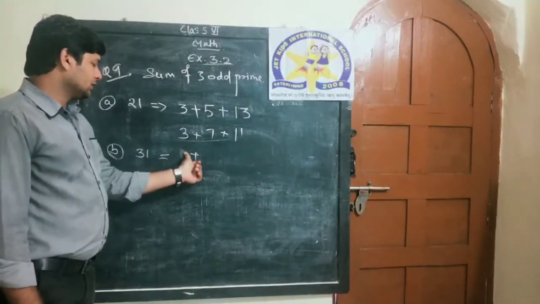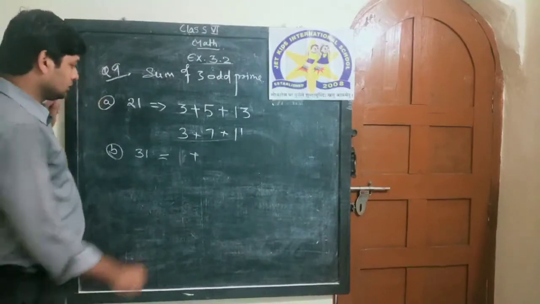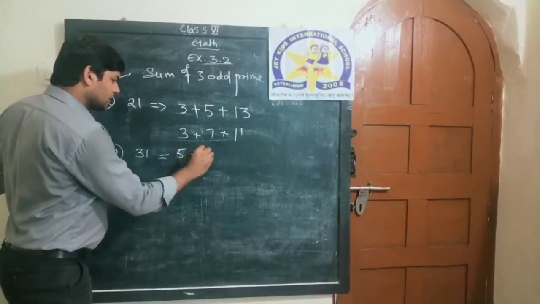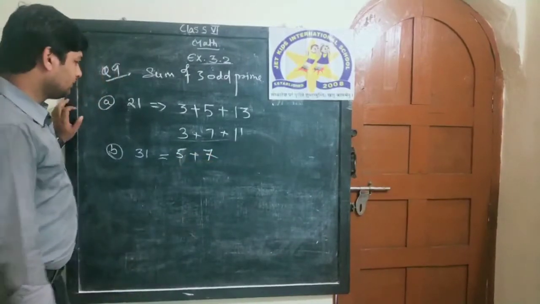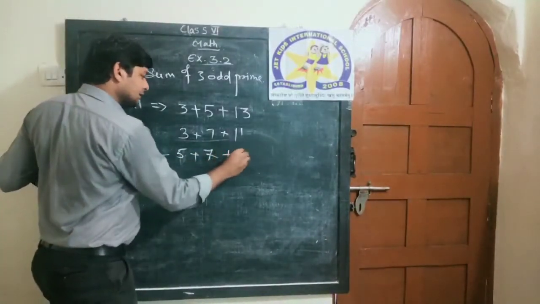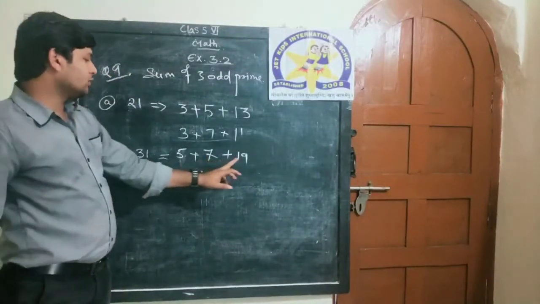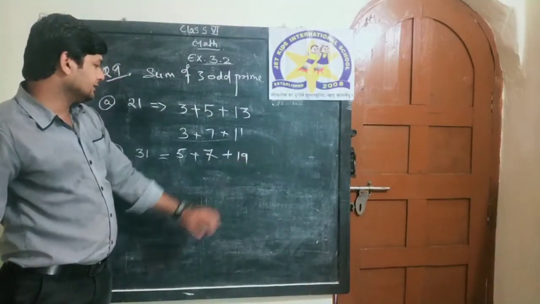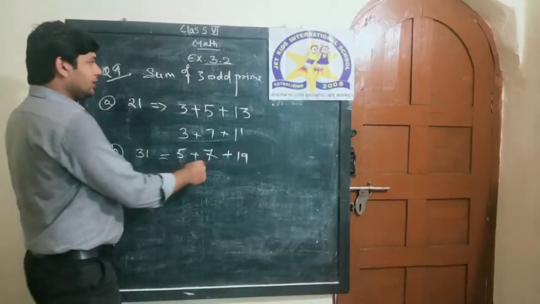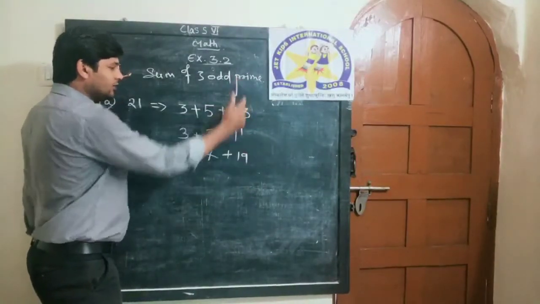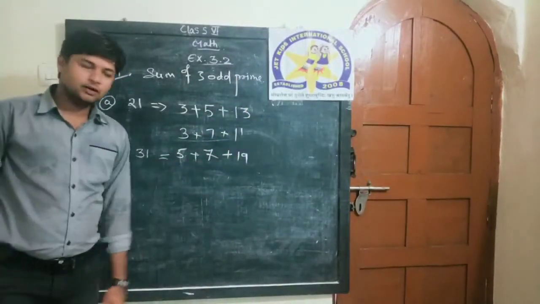Then you can take 5, then you can take 7. 5 plus 7, that is 12. 12 plus 19, yeah, we got it. 5 plus 7 is 12, 12 plus 19 is 31. All three are odd: 5, 7, 19, and all three are prime. Clear? So you can find some other options.